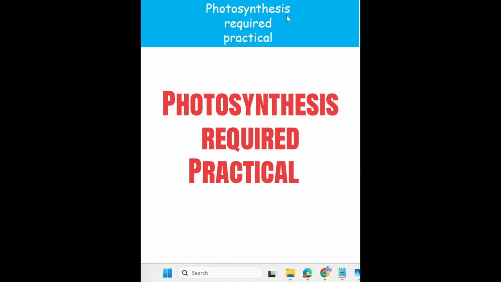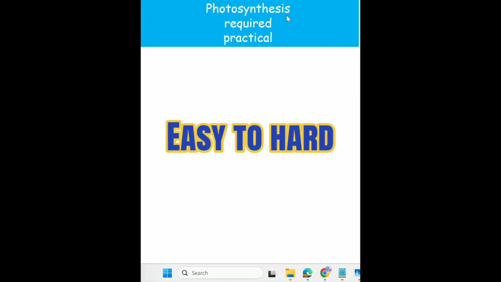I'm going to show you everything you need to know for the photosynthesis required practical, and it's one of those things that comes up a lot in the exams. And I'm going to start with the easiest things that examiners would expect, and I'm going to move up to the hardest things that you need to know to get the top marks.